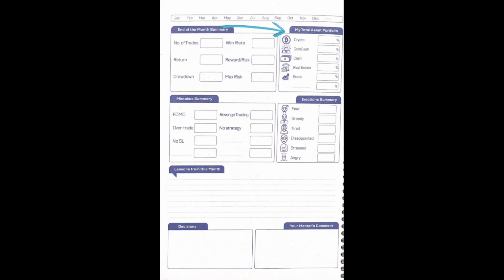My total asset portfolio. This section allows you to track the percentage of your capital allocated to different asset classes, such as crypto, gold, cash, real estate, and stocks. Mistakes summary. A place to highlight your common trading mistakes, such as FOMO, overtrading, trading without stop loss, revenge trading, or trading without a strategy.